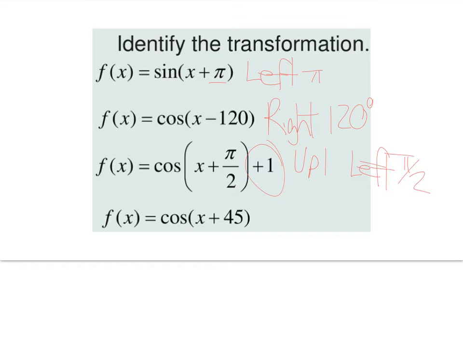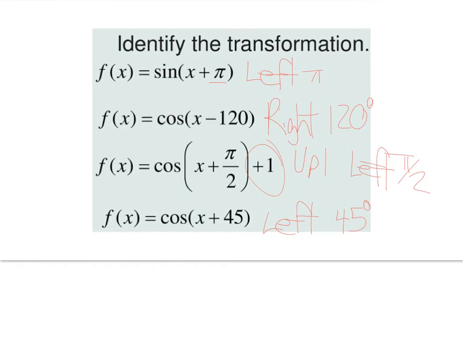How about the last one? What about the last one, Owen? There you go, good. Left 45. That's about right, right? Left 45, okay?